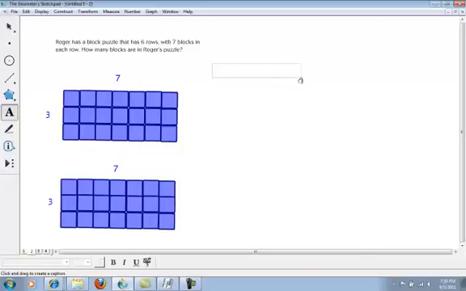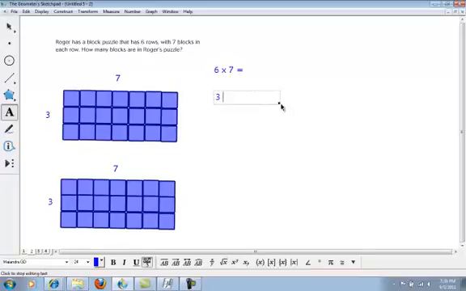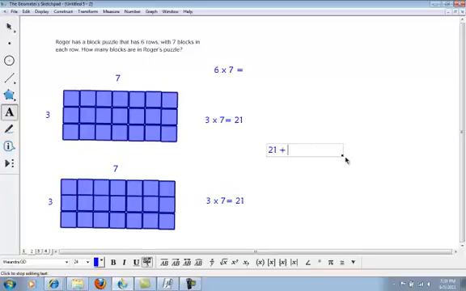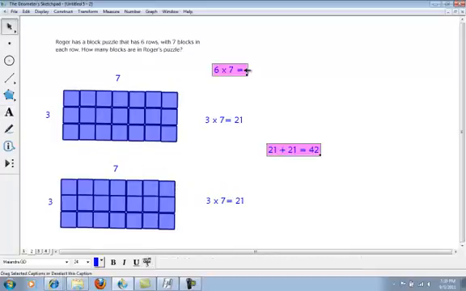So I could say to find 6 times 7, I could first find 3 times 7, which I know is 21, and I can do that a second time because I have 2 arrays that show 3 times 7. Then I can add the 21 plus the 21 because there's 21 blocks in each array to get a total of 42. So that will help me know that 6 times 7 is 42.